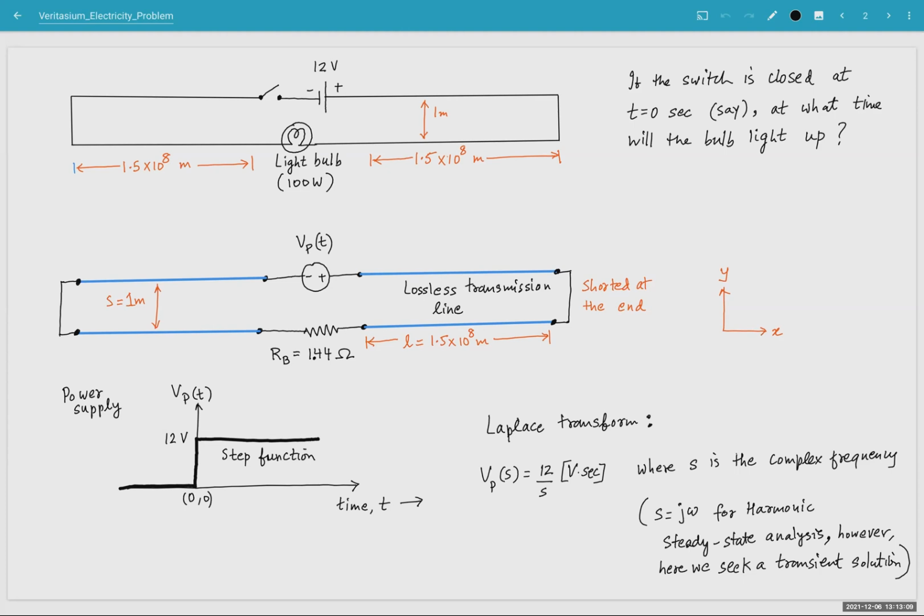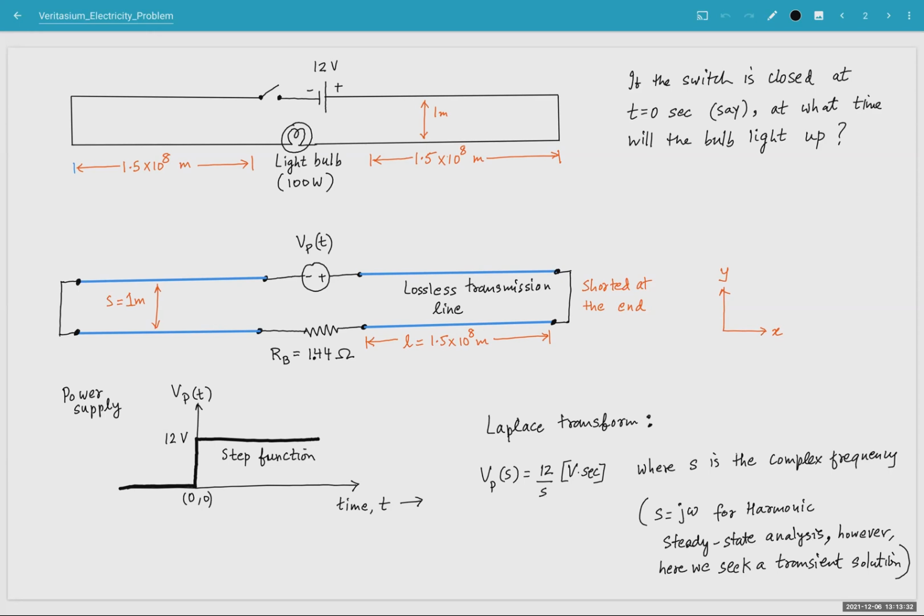We are not looking for a steady state response. As you'll see, steady state is reached much later. And for that reason, we are not looking for a harmonic analysis either. This is not an AC voltage. So we will have to use our complex frequency variable as s here.